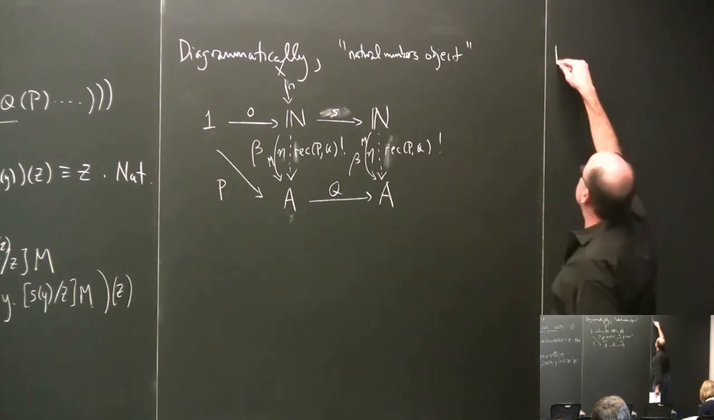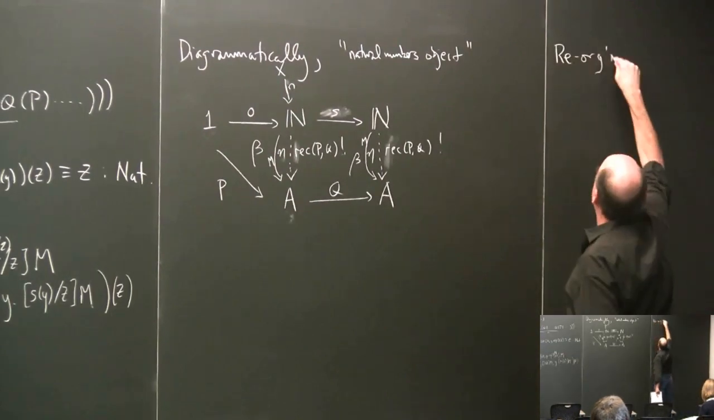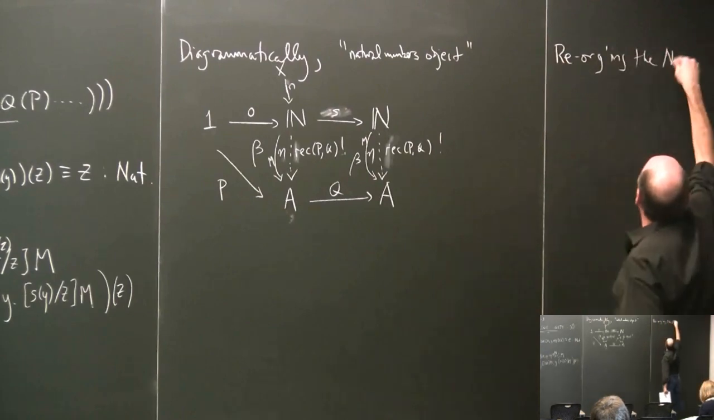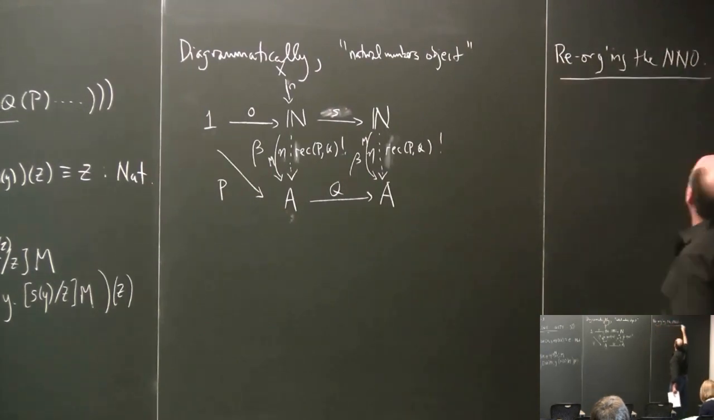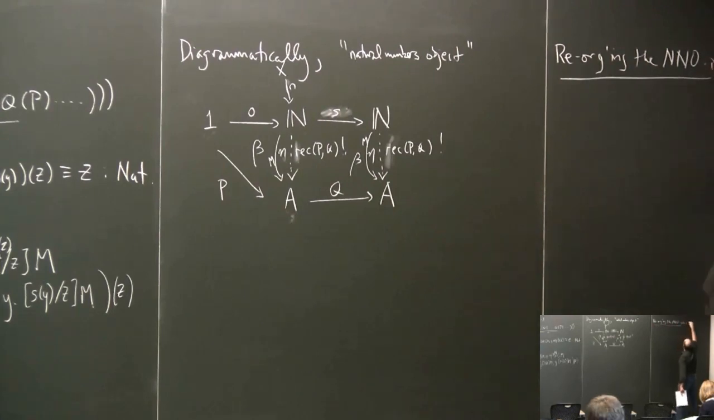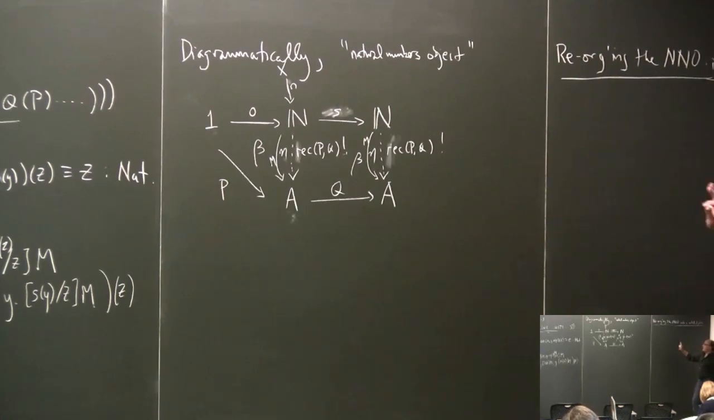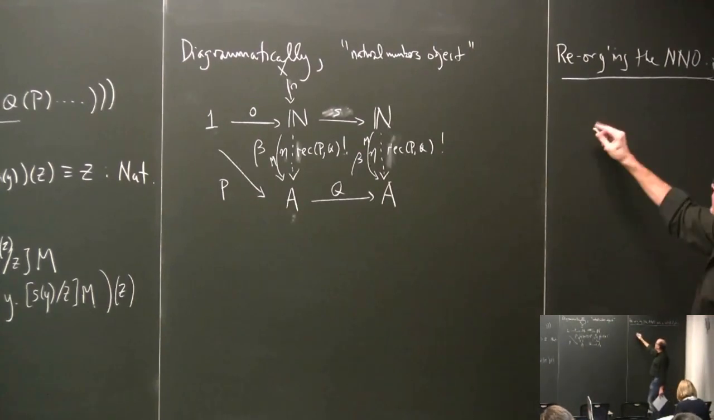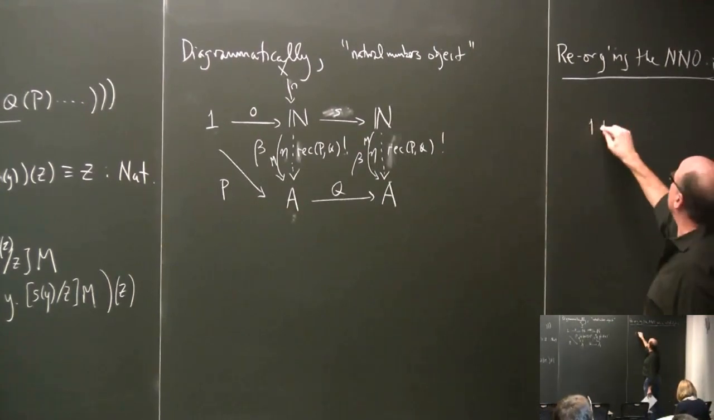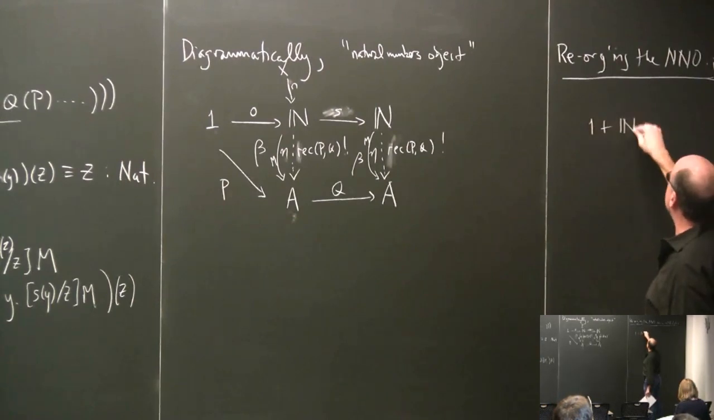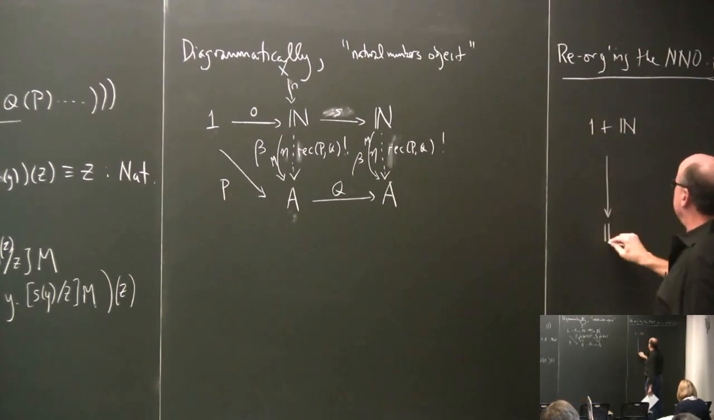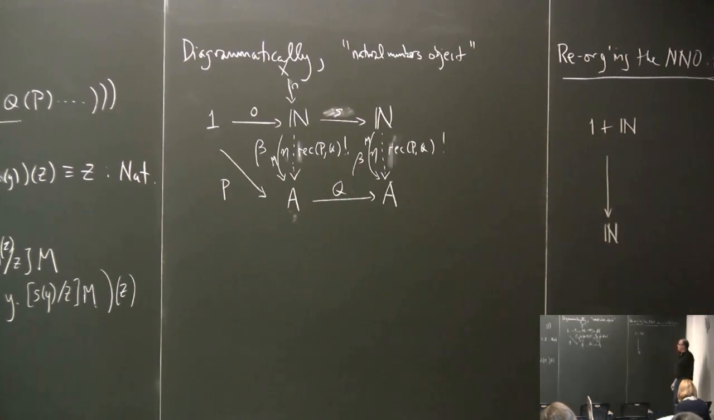And I want to mention, because it'll be useful a little bit later, reorganizing the NNO condition into what is called an initial algebra. It turns out this idea of being a natural numbers object is an instance of a more general thing. The idea is that I can reorganize this data in the following way: I look at 1 plus n over here, and I look at n over here. This is another way of doing it.